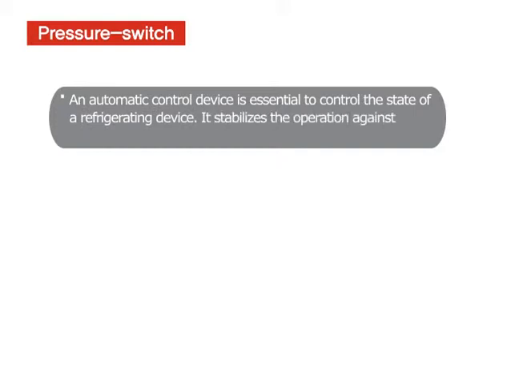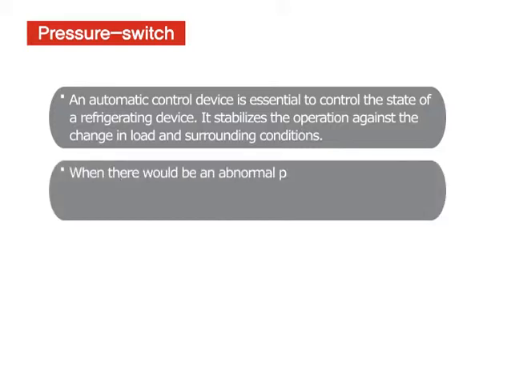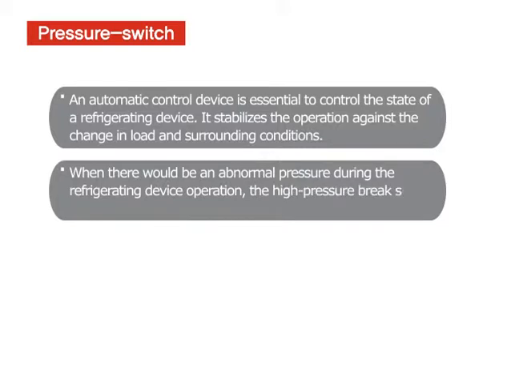Pressure switch. An automatic control device is essential to control the state of a refrigerating device. It stabilizes the operation against the change in load and surrounding conditions. When there is an abnormal pressure during the refrigerating device operation, the high-pressure brake switch or safety valve immediately returns the pressure to normal.